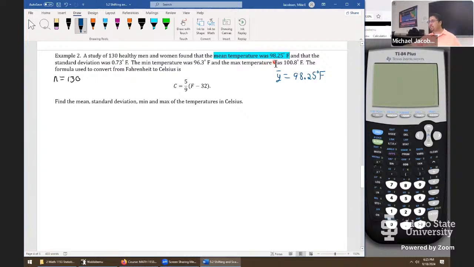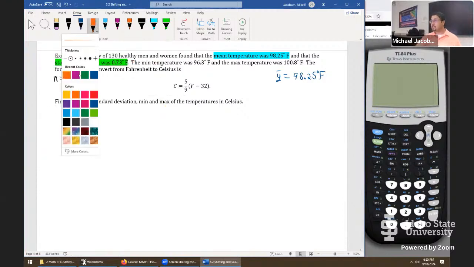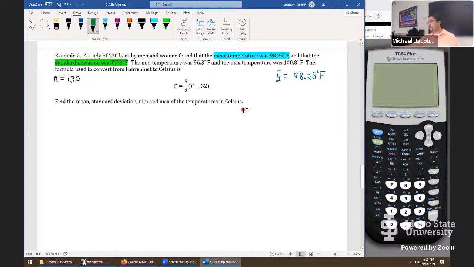Sounds about right. 98.6 degrees is often quoted. It's not fully accurate. That's pretty old data. So that seems reliable. And the standard deviation was 0.73 degrees Fahrenheit. So here, S, that's what they're referring to, will be equal to 0.73 degrees Fahrenheit.